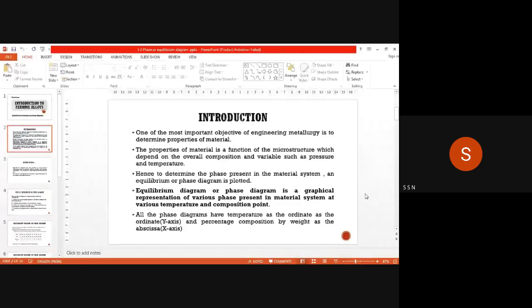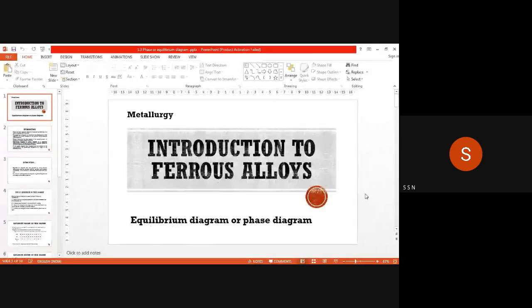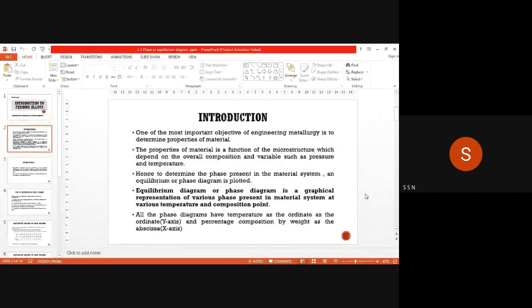So, firstly, equilibrium diagram or phase diagram. What is that equilibrium diagram or phase diagram? It is a graphical representation of various phases present inside the material system at various temperature and composition.